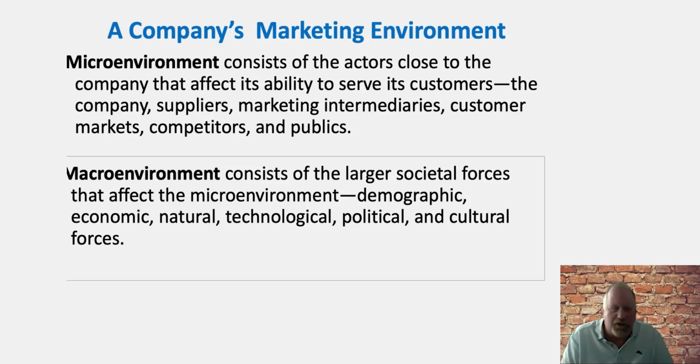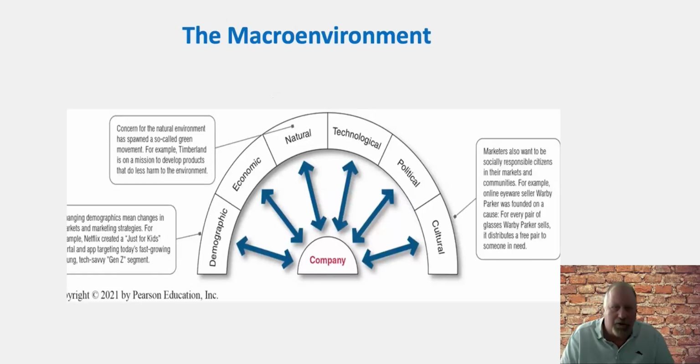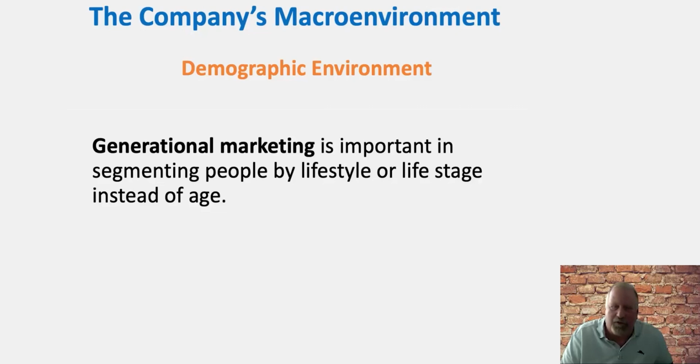So let's focus on this macro environment and talk about it a little bit. On the ultimate outside macro environment, we have demographics, economic, natural, technological, political, and cultural. I just spoke about each of them for a minute, but I want to delve into a few of them in more detail that have a lot of importance to us. So let's first start off with demographic.